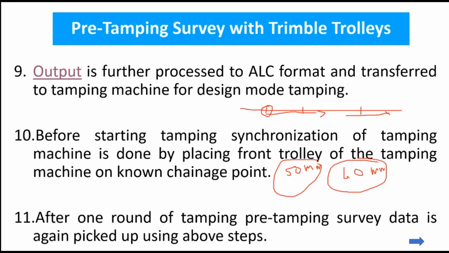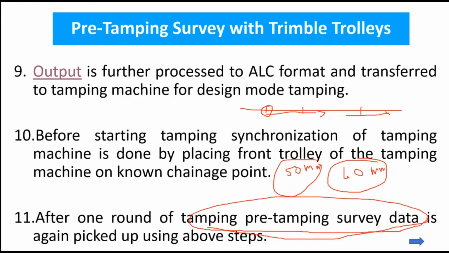So keeping these in mind, we have to program in stages: at the first stage what is to be achieved, then at the second and third, so that tamping is done accurately in stages. And after every round of tamping, we have to do this exercise again. Pre-tamping data have to be picked up again. Now the design is not to be worked out; it has to be compared, and whatever residual is there has to be done in another one or two rounds of tamping.